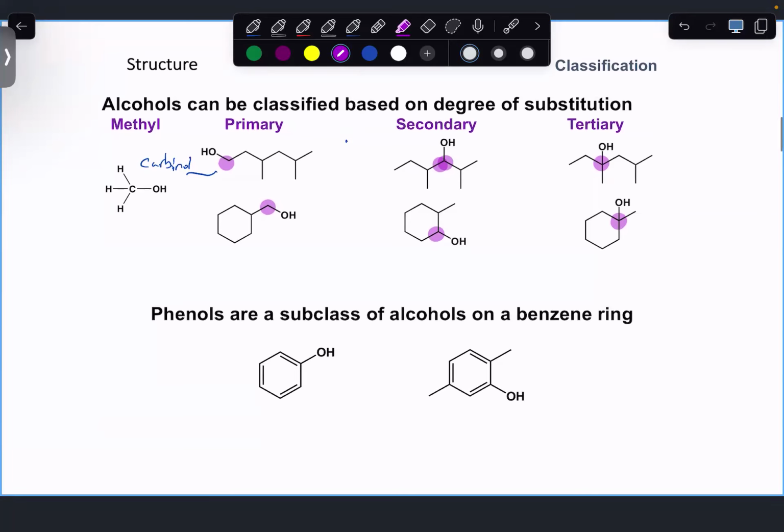Now, if your OH group, if the hydroxyl group is on a benzene ring, that puts it into a different functional group class. All right. When you have a hydroxyl group on a benzene, we call these phenols. And the reason we put them in a different family is because they have very different reactivity, as we'll see later. All right. Questions there?